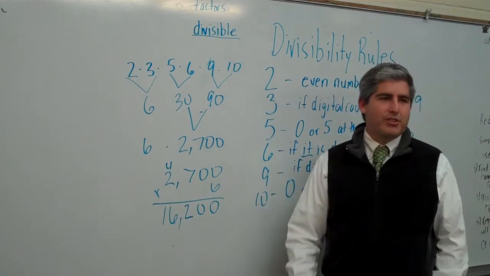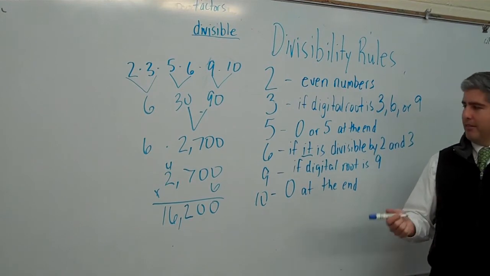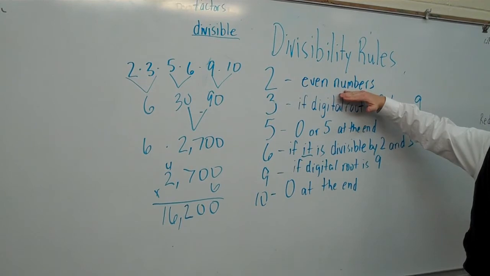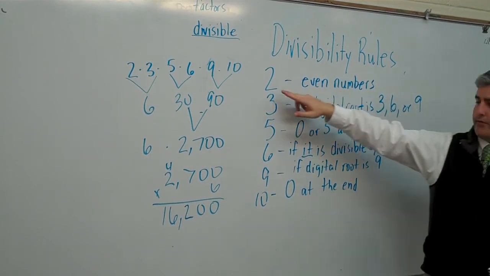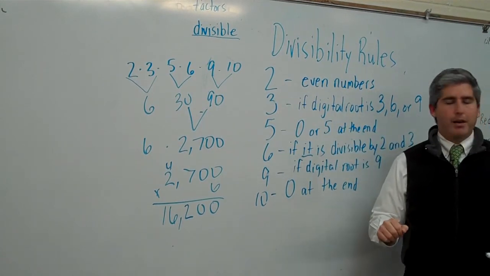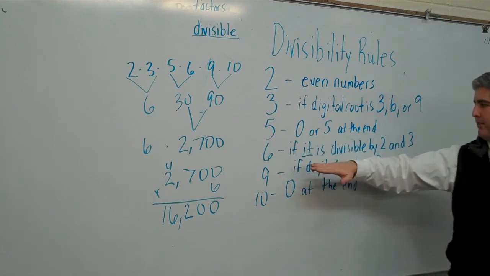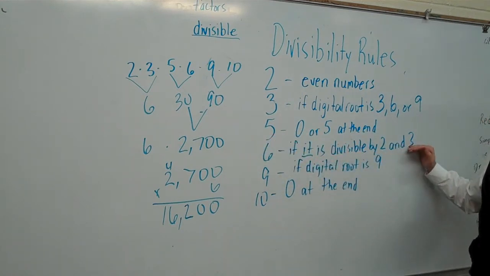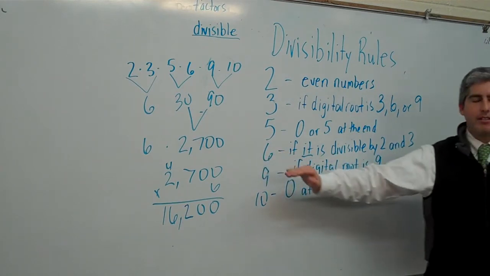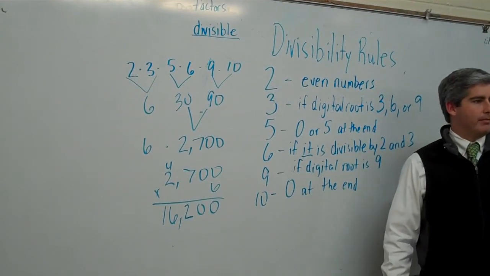So 16,200 is divisible by all of those, but that's not the only one. But just to review, even numbers, 2 is always a factor of an even number. If the digital root is 3, 6, or 9, 3 is a factor of that number. If it ends in a 0 or 5, 5 is a factor of that number. If it is divisible by 2 and 3, 6 is a factor of that number. If the digital root is 9, 9 is a factor of that number. If it's 0 at the end, 10 is a factor of that number.